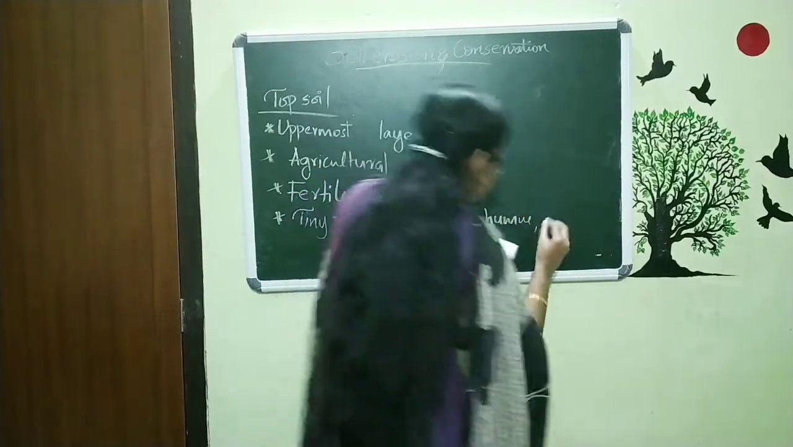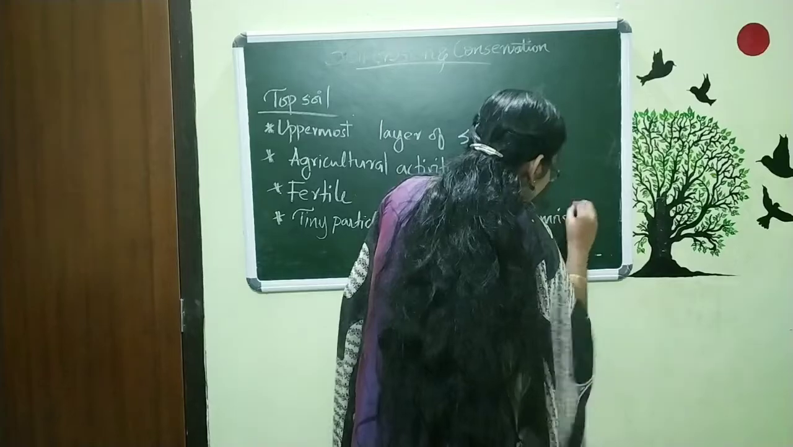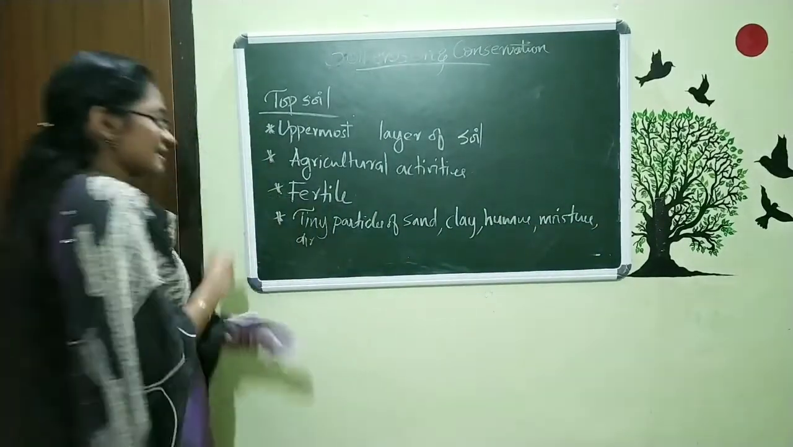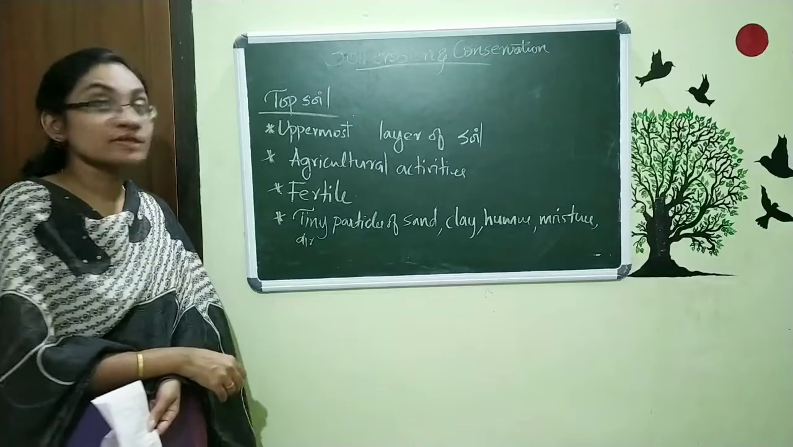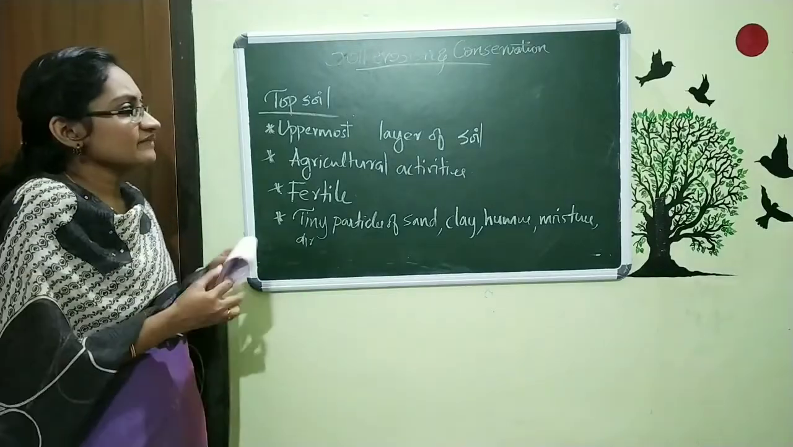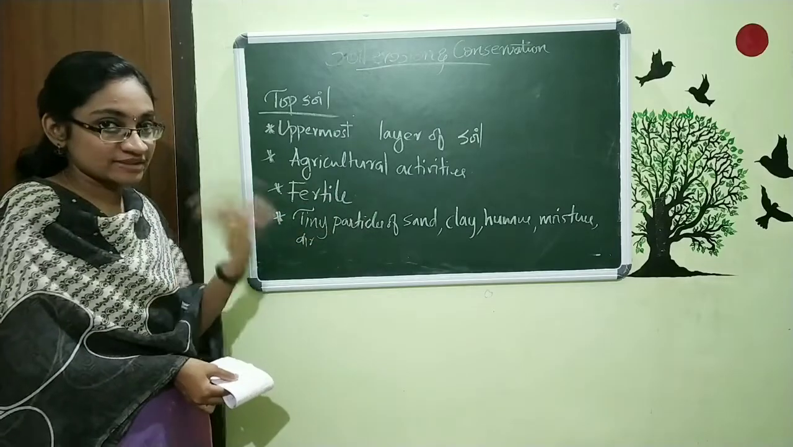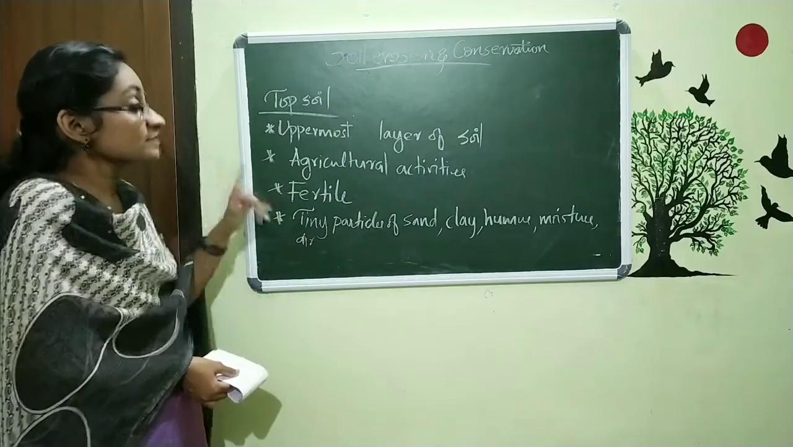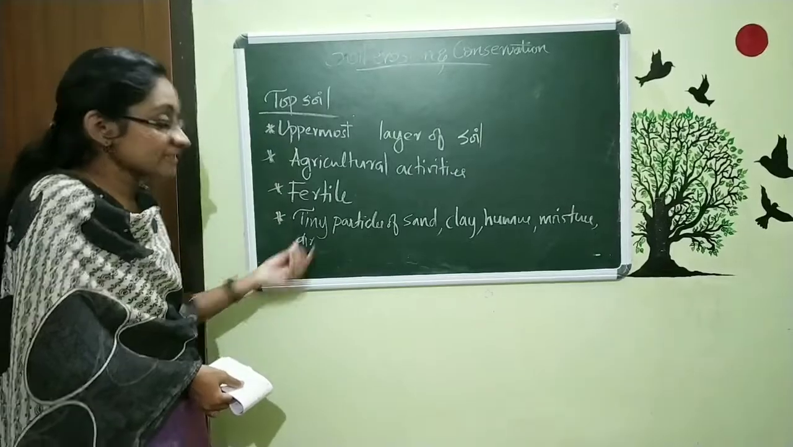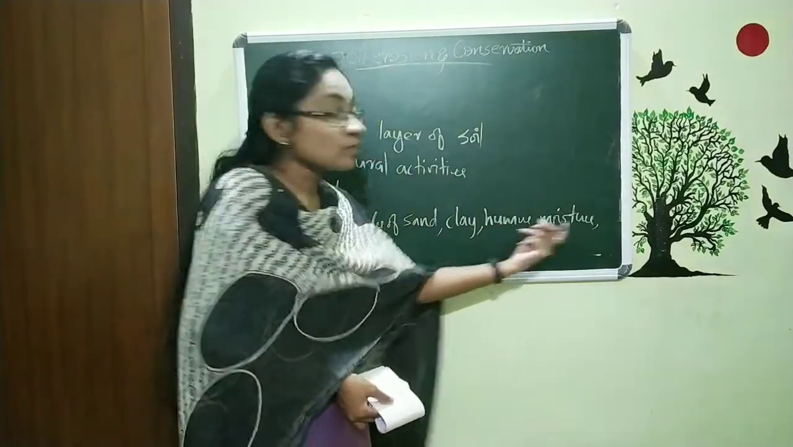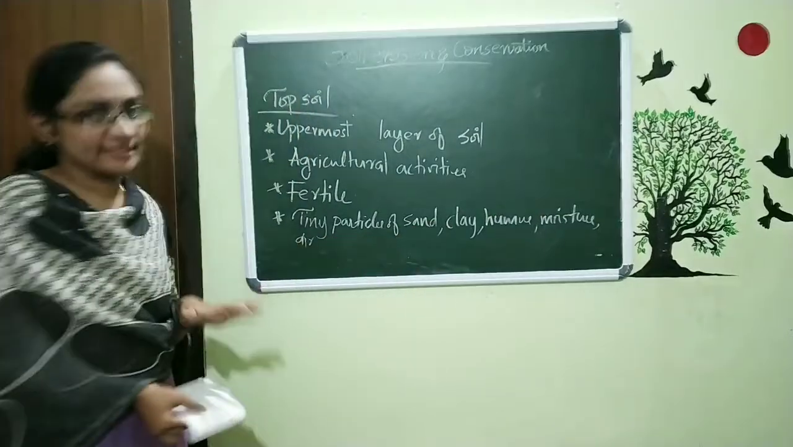Humus, moisture, air, etc. These are all the things included in topsoil. When we move to the next layer, these things are not present. I will tell what things are present there. So the topsoil includes tiny particles of sand, clay, humus, moisture, and also air.